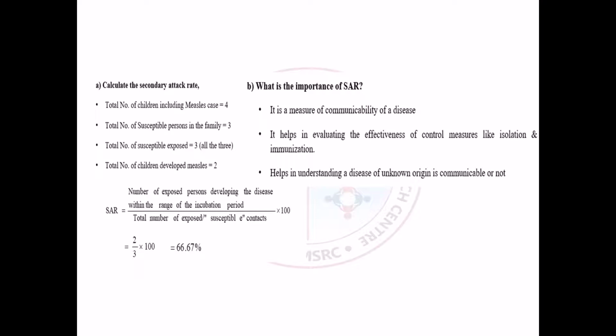Now coming to the importance. What is the importance of secondary attack rate? It is a measure of communicability of the disease. It helps in evaluating the effectiveness of control measures like isolation and immunization, and helps in understanding a disease of unknown origin, whether it is communicable or not. So these are the things we can know. This is the importance.